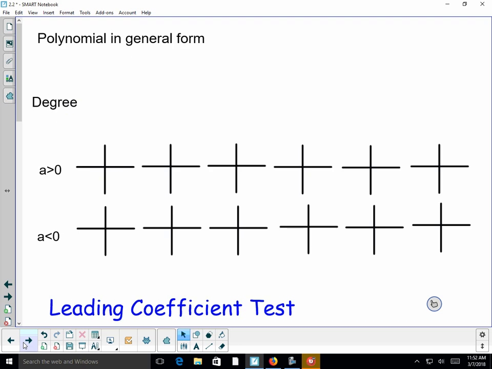Okay, at this point, I want to talk about the leading coefficient test, and I have a gift for you, so I'm pausing this lesson so you can work on this gift.